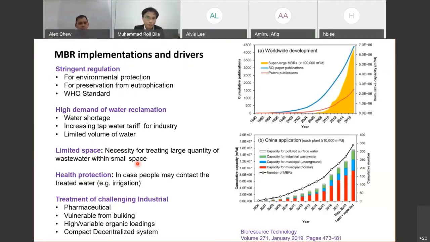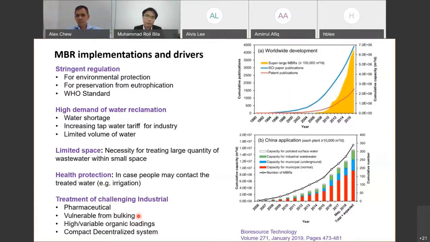Other than that, we have health protection issues, and then there are some industrial wastewaters that are by nature very hard to treat using the conventional method. For example, I mentioned here the pharmaceutical wastewater. It is hard to handle. Why is it hard? Well, you use biology. We use microorganisms to digest the organics, while actually medicine is toxic to microorganisms. So that's why it's not easy if you use a conventional way.